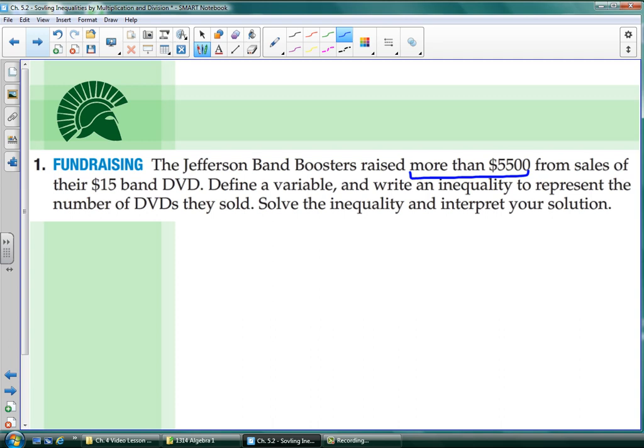So they made $5,500. Right? But they made more than $5,500. So if they made more than $5,500, the thing we're talking about, the amount they raised, is more than $5,500. Well, how did they raise this money? Well, they took $15 for every DVD. Well, what have I forgotten to do here? I've forgotten to define my variable. So I'm going to do that.